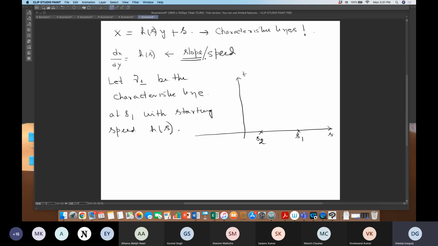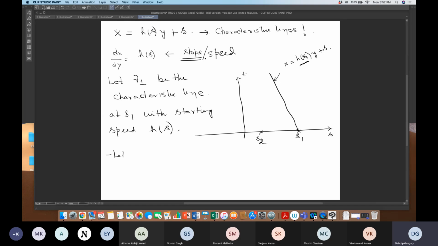So how will it look like? Any idea? From here, this is your line, x equal to h of S1 times y plus S1. At the starting point the slope is h of S1 because it starts from S1.